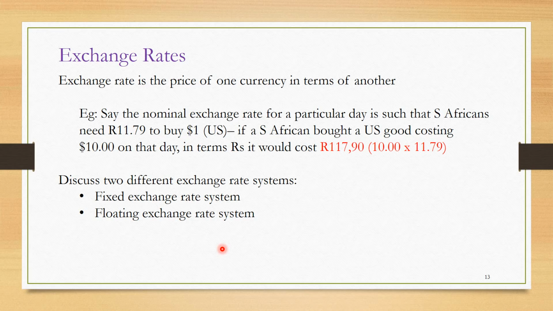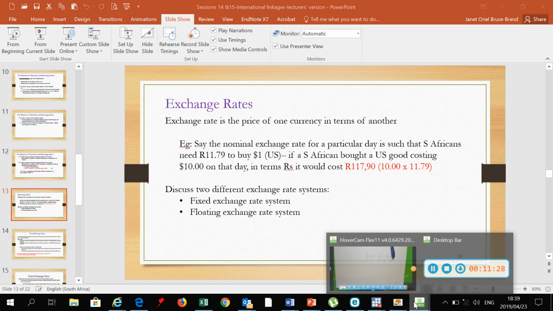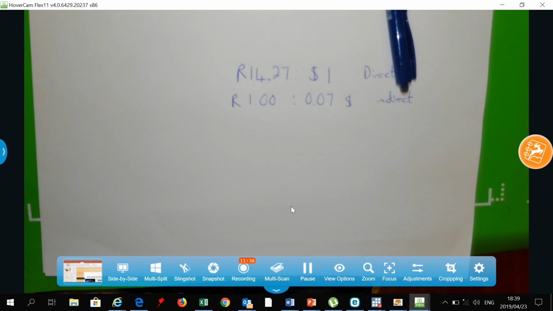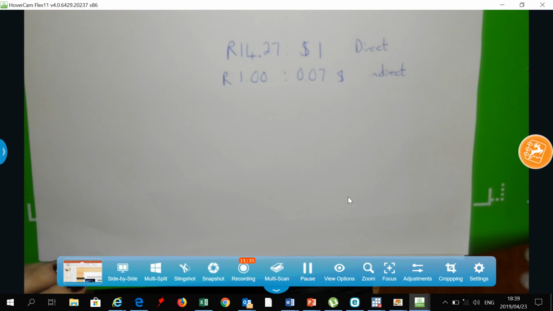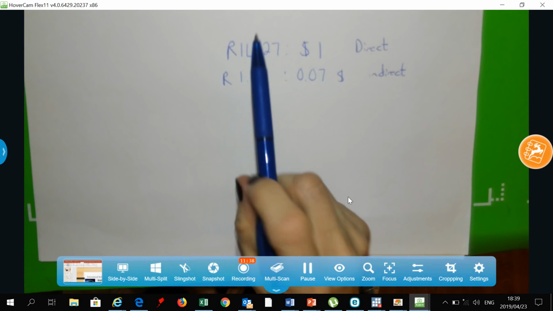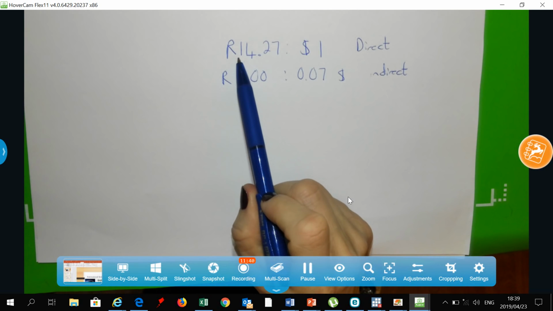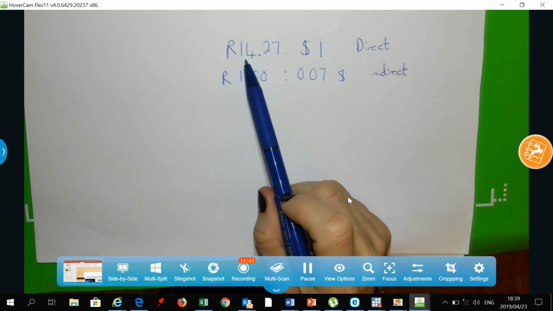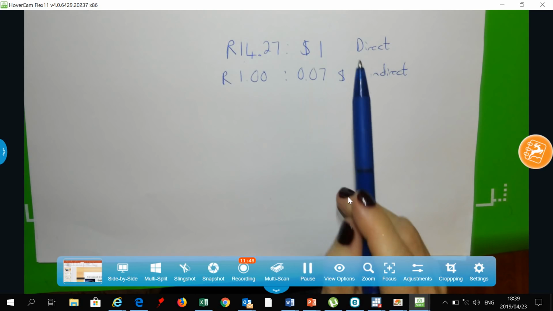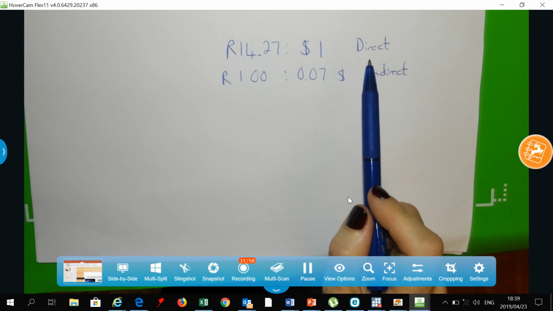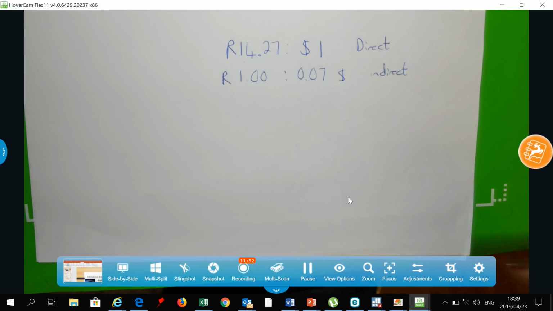Okay, we're going to take a look at exchange rates. So I'm just going to switch to the DocCam view to do so. And let's take a look at the exchange rates today against the US dollar. So at the moment, it would cost you 14 Rand 27 cents to purchase $1 US. That is what we refer to as the direct method of quoting an exchange rate.